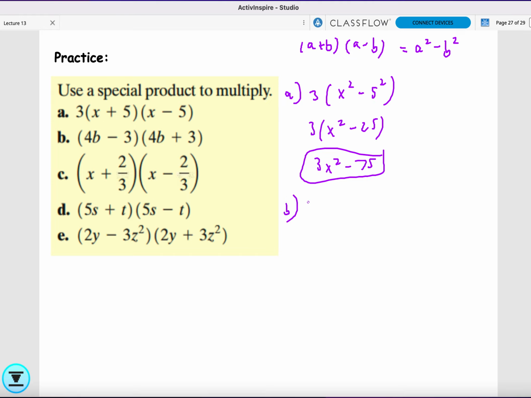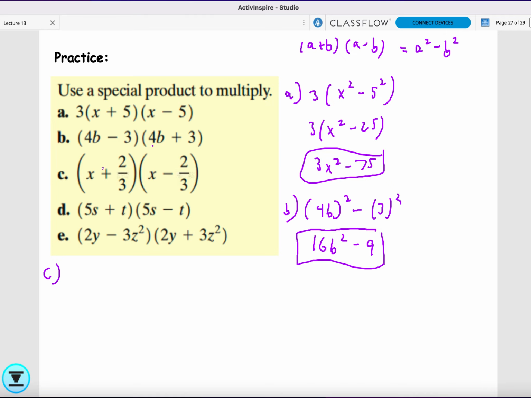So then here we get (4b) squared minus 3 squared. (4b) squared is 4b times 4b, which is 16b squared. 3 times 3 is 9. Remember, if you didn't want to do this, you can just FOIL: 4b times 4b, 16b squared, and so on. And you will get the same answer.